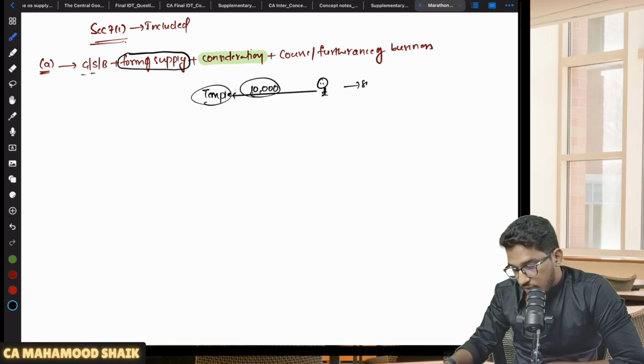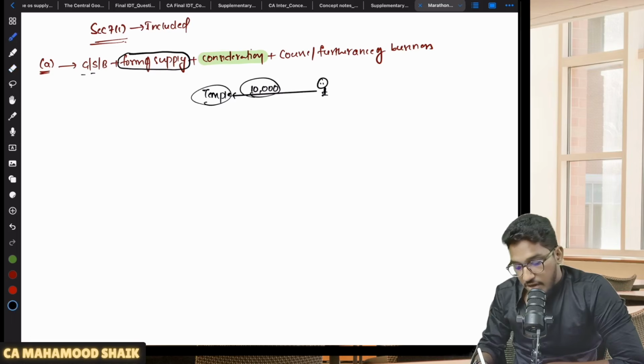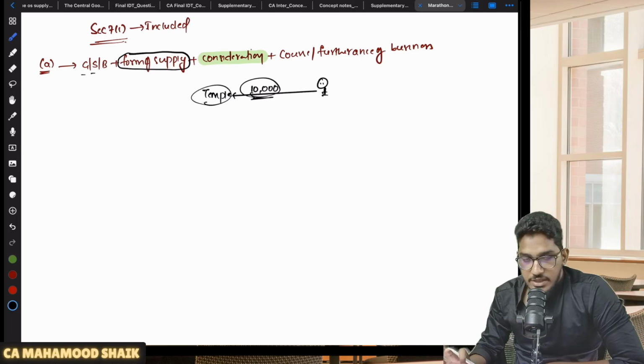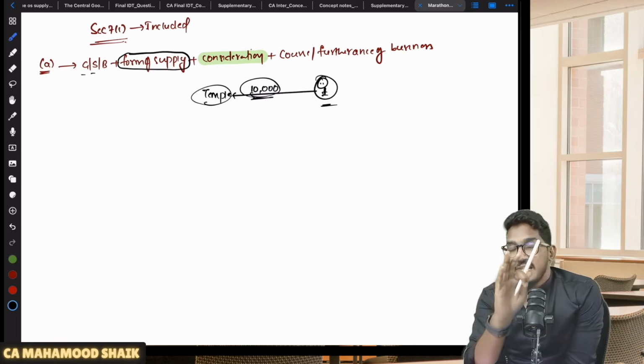You tell me, will it qualify as supply? Or let me put it this way. Is there a consideration here? Is there a quid pro quo here? No, there is no quid pro quo here. Why? Because if you see, the temple is getting 10,000 rupees, agreed. But what is this person getting in return? What this donor is getting in return is nothing. He's getting nothing in return.